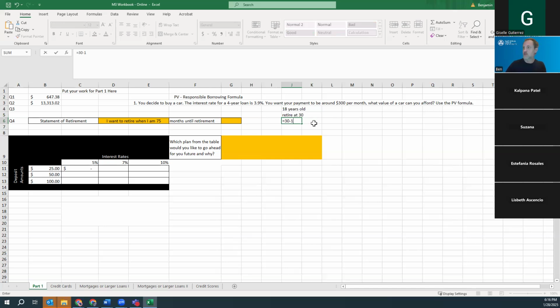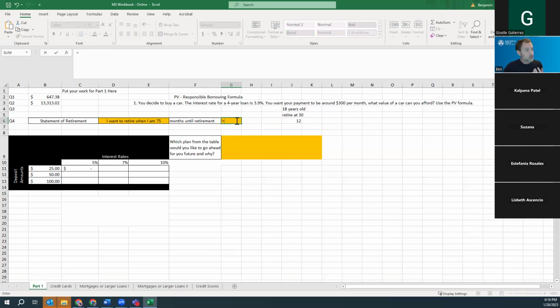30 minus 12 would get me 18. And then here I'm ready to calculate how many months that is. Sorry, 30 minus 18, not 30 minus 12. Got ahead of me. So how would I figure out how many months it is? If I'm 18 years old, I'm going to retire at 30. How many months do I have? What's the math, not the answer? Is it 12 times 12? Yeah, I want to take 12 times 12.